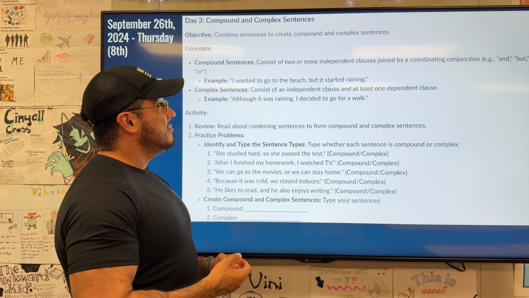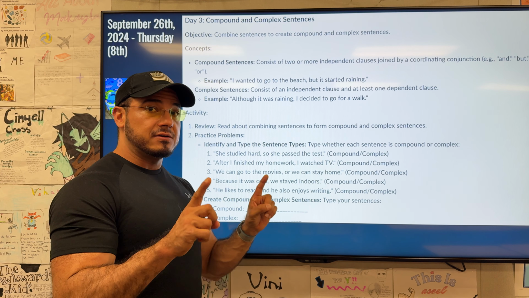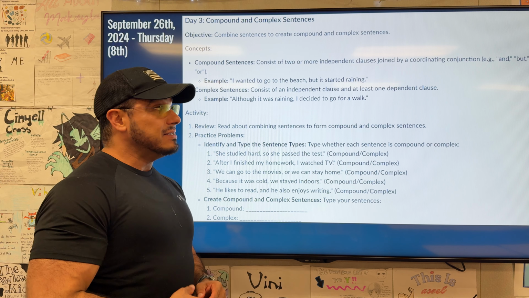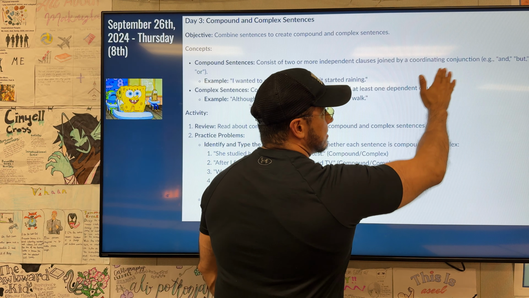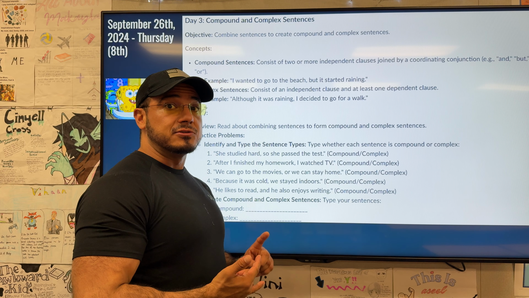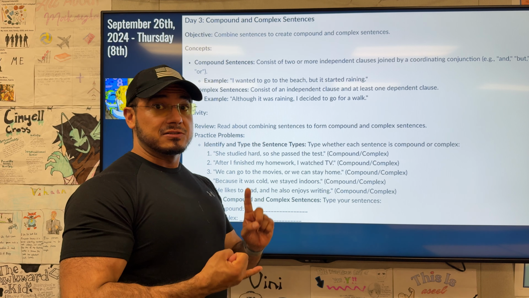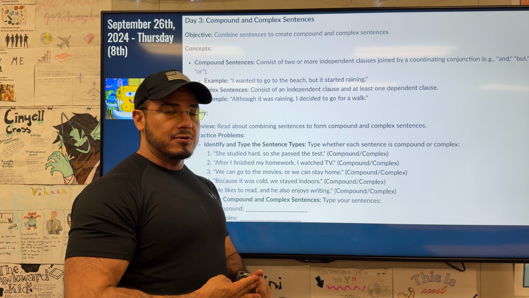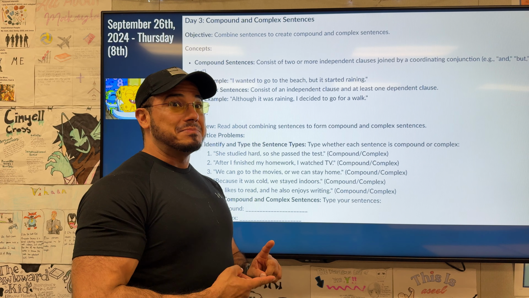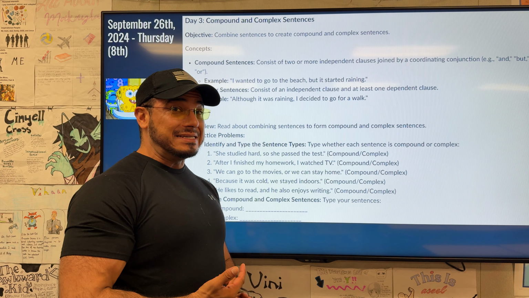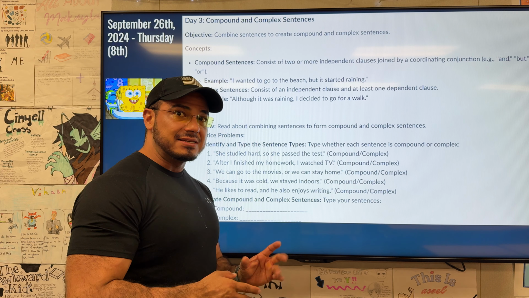Put simply, a compound sentence is the combination of two or more independent clauses that are linked using what's called a coordinating conjunction, which you should be familiar with at this point. Sometimes they're referred to as FANBOYS, such as F for, A for and, N for nor, O for or. Excuse me, I missed B. Sorry, B for but, O for or, wow. Y for yet, and then S for so, just as an example.